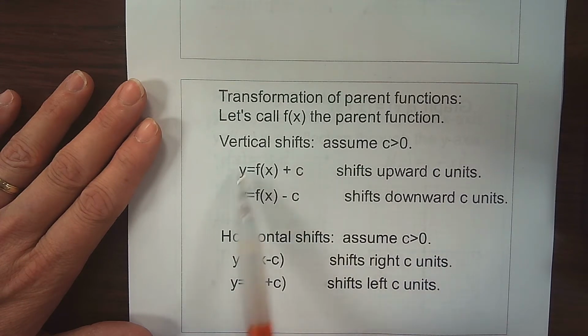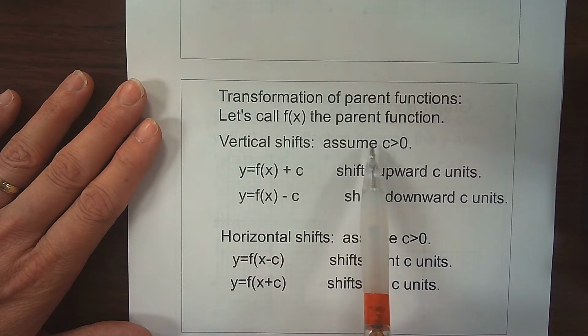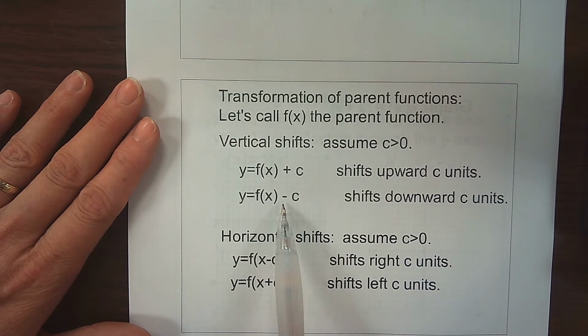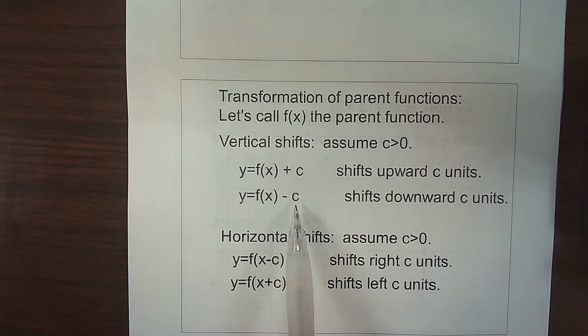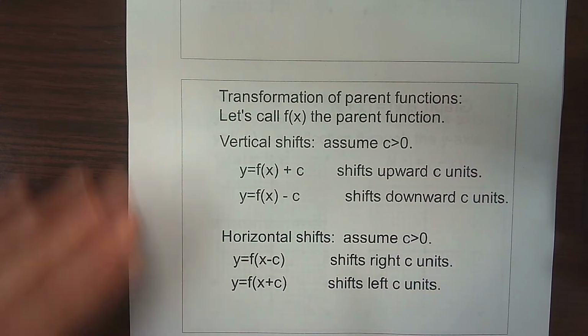Will change the equation in the following sense. If we have the original function and we add a number, notice it's a positive number, we add a positive number, that's going to cause our graph to shift upward, c units. And if we add a negative or subtract a positive c here, that's going to shift our function down c units.